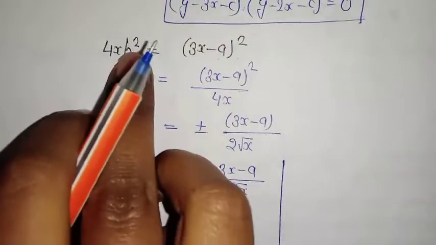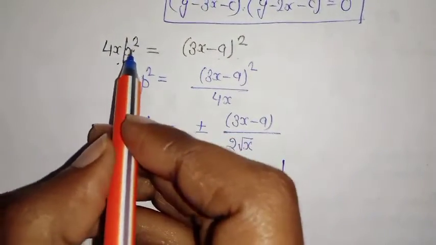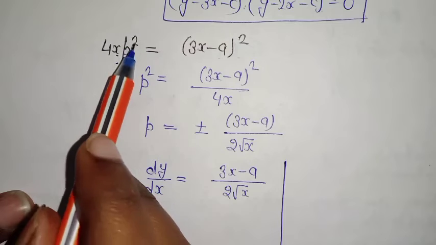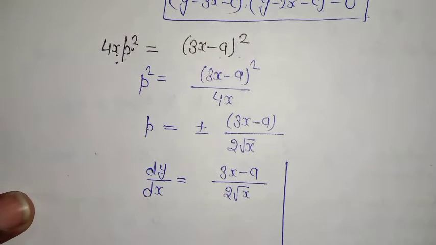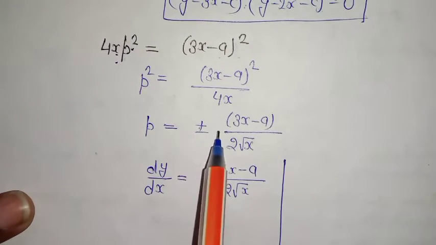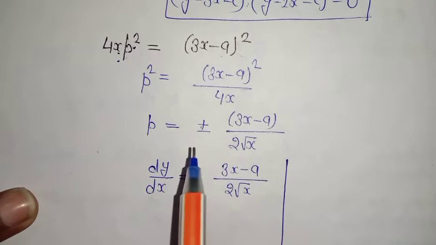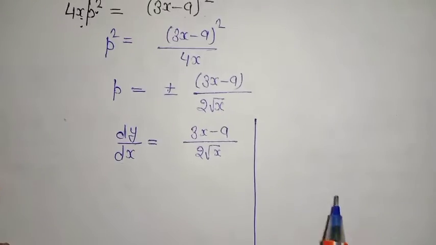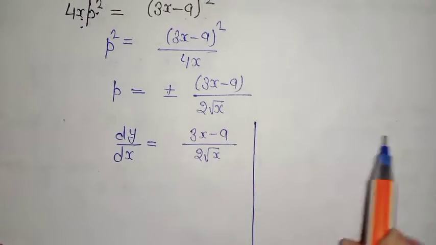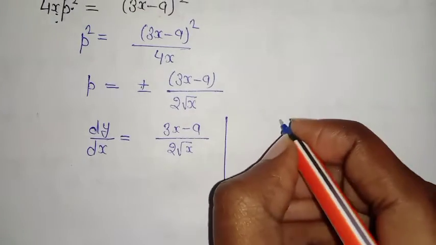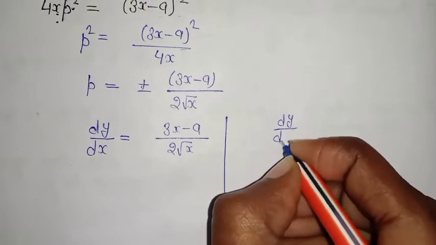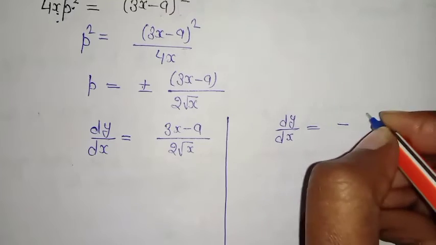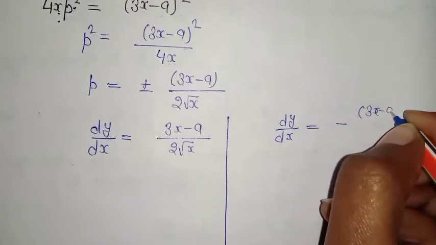here you can see this is present in the second degree. So if it is present in second degree, it must have two solutions. The first one is obtained by taking the positive sign and the second one is obtained by taking the negative sign. So for the negative sign we will get dy by dx is equal to minus 3x minus a by 2 root x.